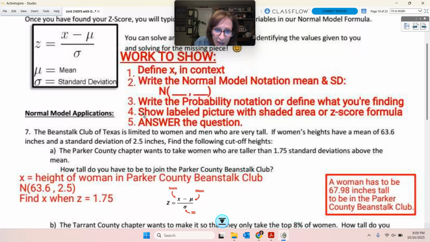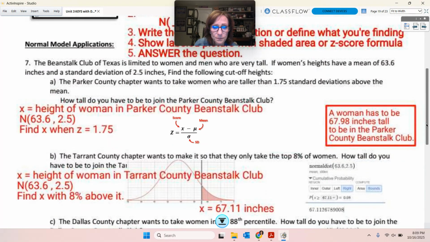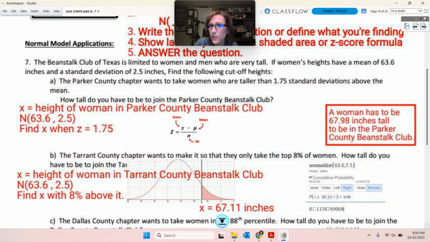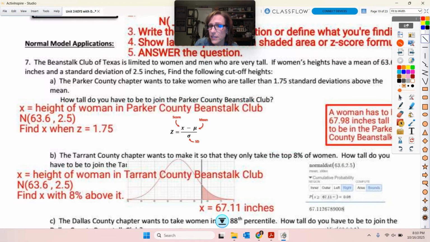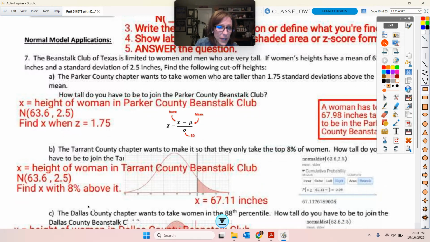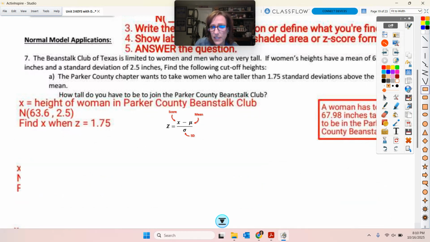All right, so now show a labeled picture. If it's a probability notation, you're going to have a labeled picture with a shaded area. But if it's something else, you might have a z-score formula instead. And that's what we're going to have here. So take a look. We got z is 1.75. So I'm going to fill in my little z-score formula. Let me scoot on down here and show you what I got going on. Let me cover up the rest of these things so I've got some room to work.